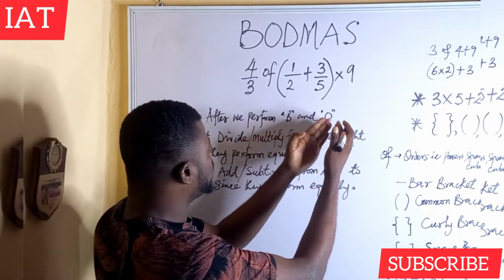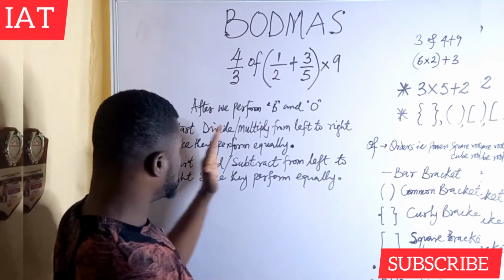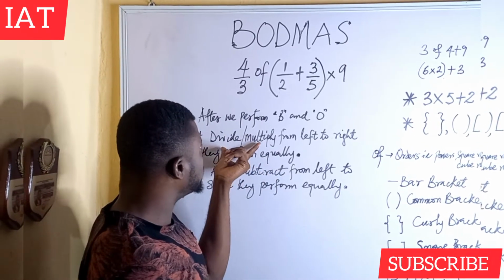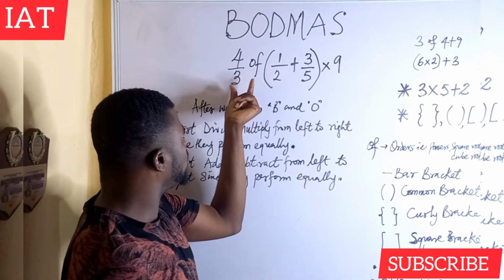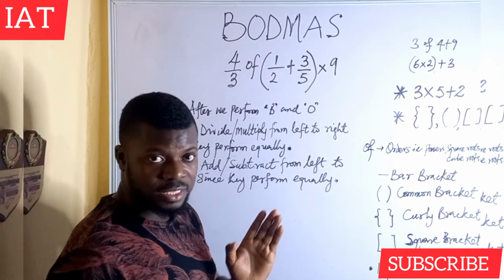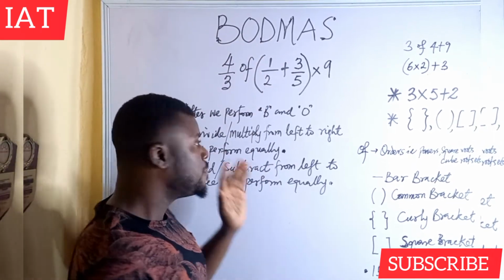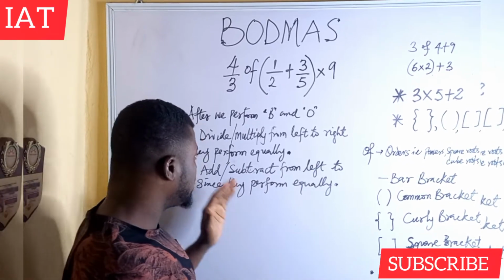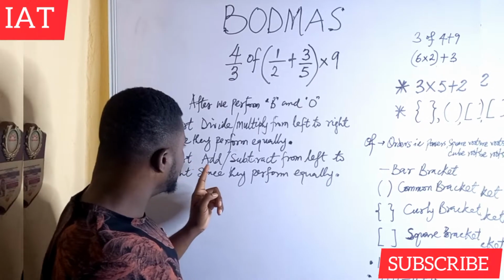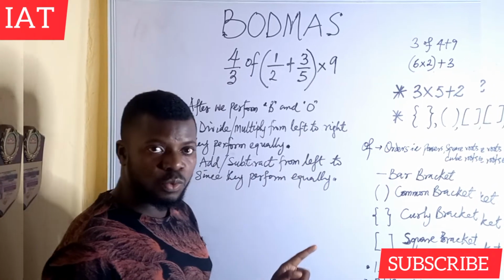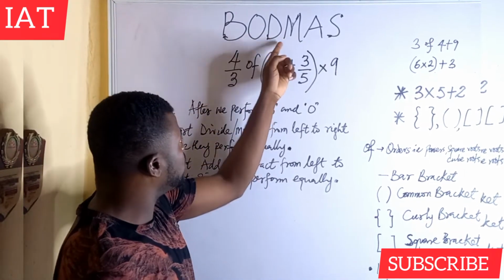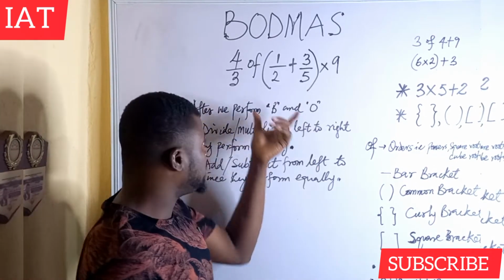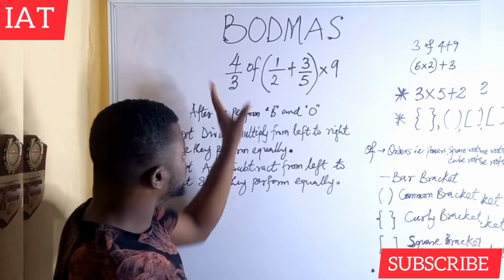So after we perform B and O, which is the bracket and order, this is what we need to do. Start, divide, or multiply from left to right, since they perform equally. When you see division and multiplication occurring, you can start with either, whether division comes up first or multiplication comes up first. If they occur on the left and also on the right, start from left to right. Then, start addition and subtraction from left to right, since they perform equally. Similarly, any one of them that comes up first in a problem, start from left to right. That is the rule that governs BODMAS.